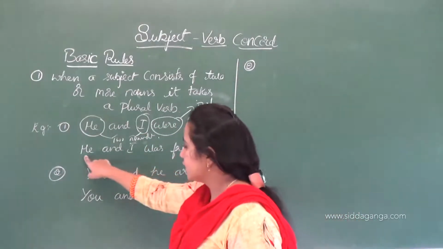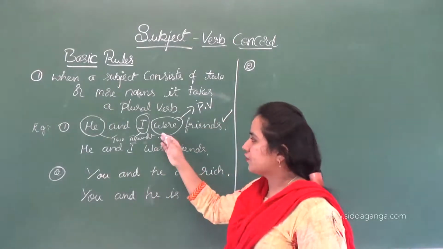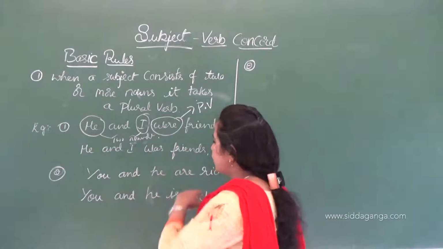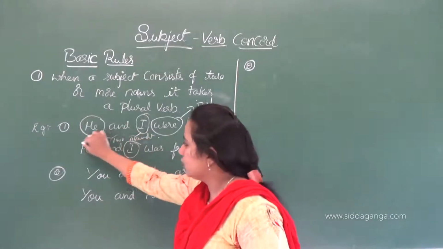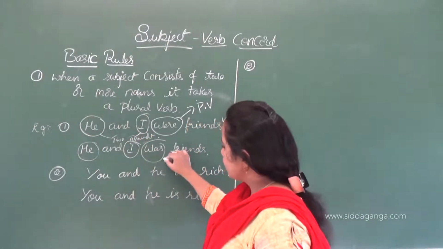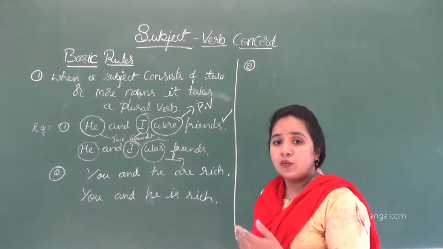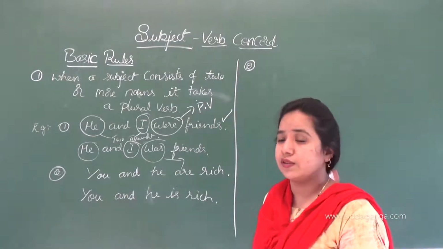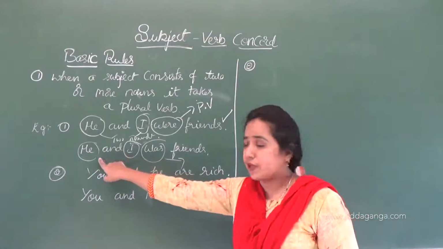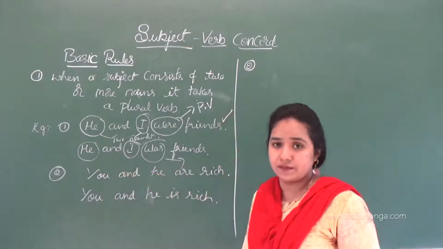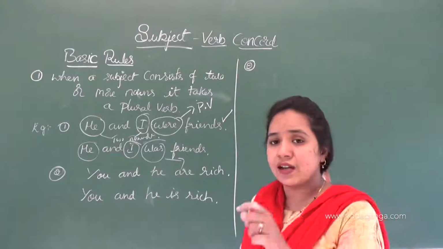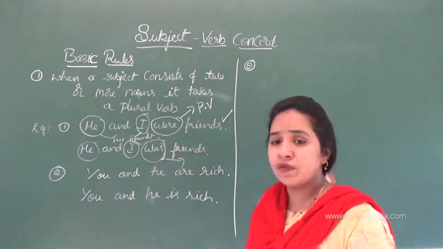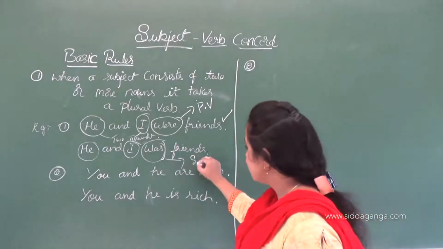Here I have written another sentence with reference to this example. He and I was friends. So what is "was" here? Was is used when a subject or noun is singular. Here it is not singular, because two nouns are present in the sentence. But the helping verb here is a singular verb.